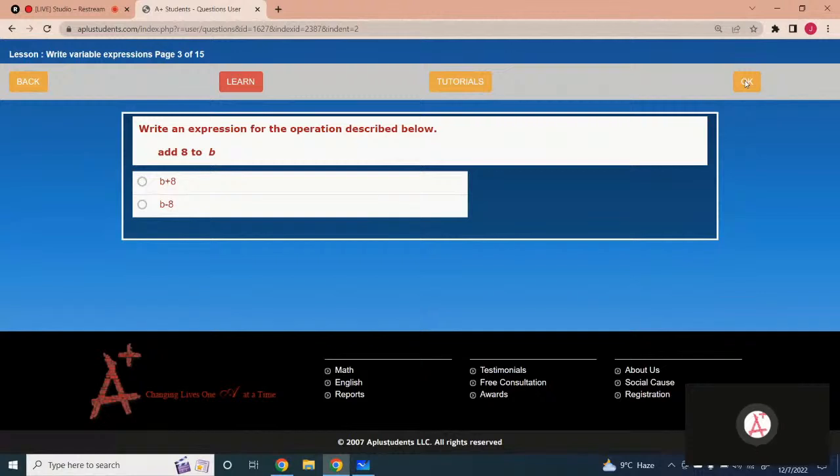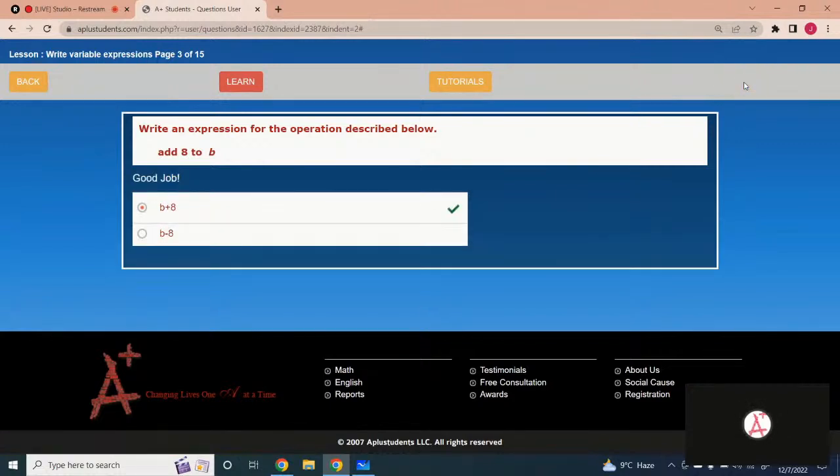Okay, write an expression for the operation described below. Add A to B. So which is the correct option? Add A to B. So the correct option is B plus A. Got it? Because you have to add. So it would be B plus A. Got it? Just select the correct option and click on the OK button.